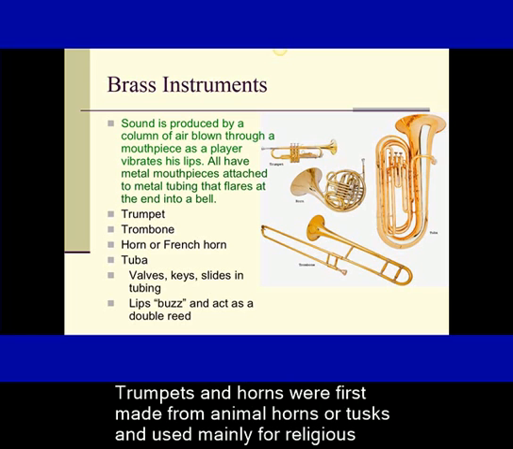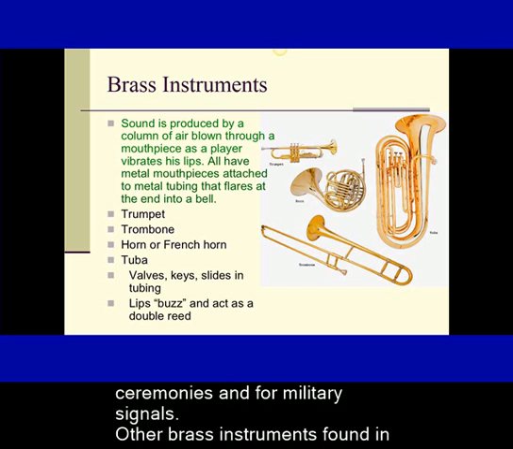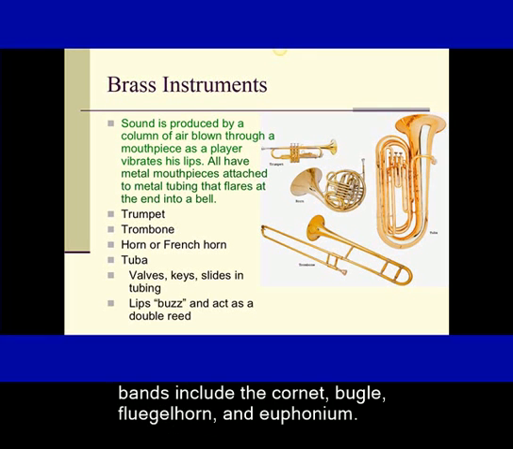Trumpets and horns were first made from animal horns or tusks and used mainly for religious ceremonies and for military signals. Other brass instruments found in bands include the cornet, bugle, flugelhorn, and euphonium.